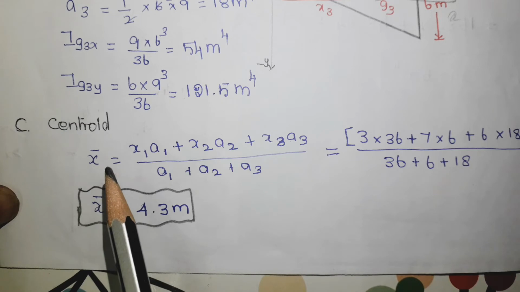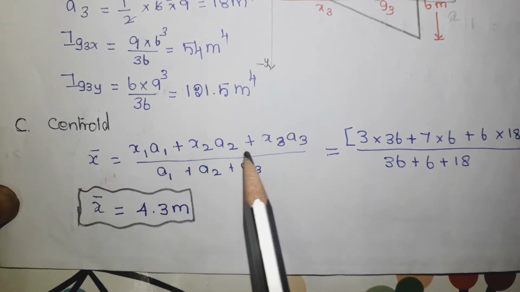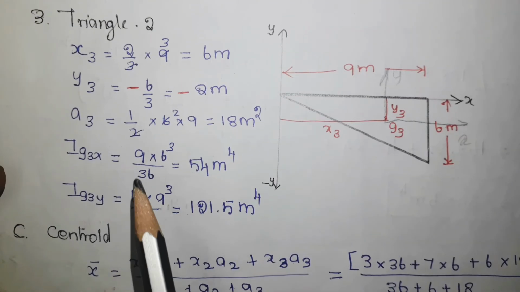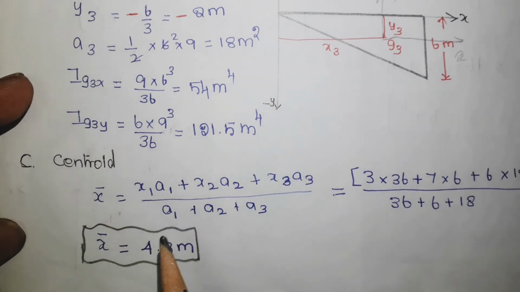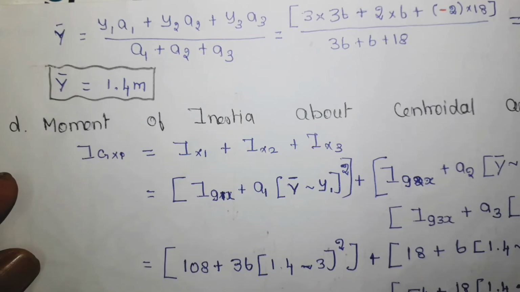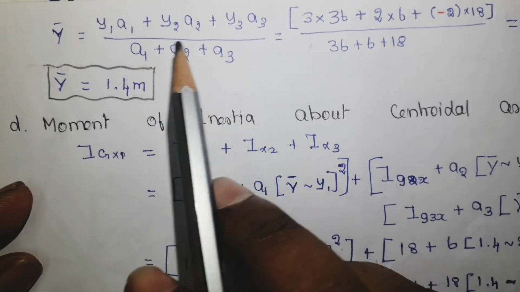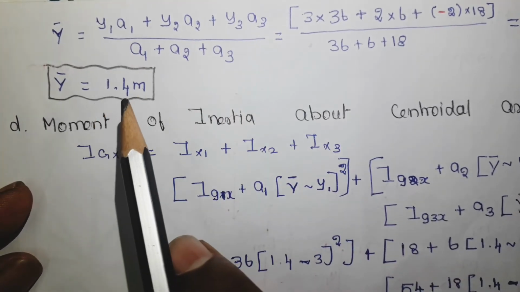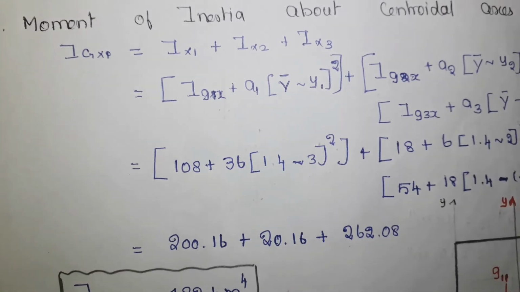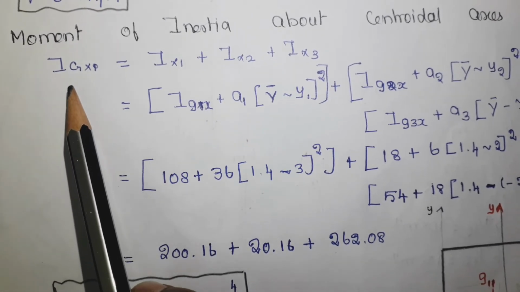Use the summation formula. Here there are 3 sections, so x1 a1, x2 a2, x3 a3. Substitute all the values. We have found all the values in the previous step. Substitute and you will get the answer as 4.3 meter. Similarly, y bar also, substitute, this is the equation, substitute the values, you will get the answer as 1.4 meter. Now the next one is moment of inertia about the centroidal axis. So here is the formula.